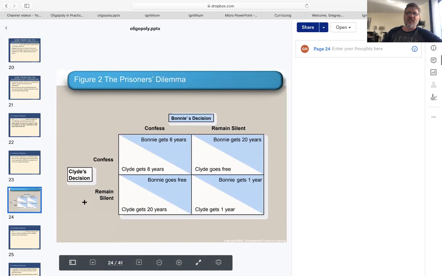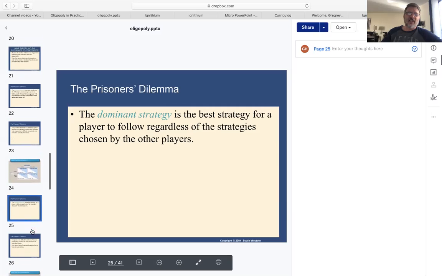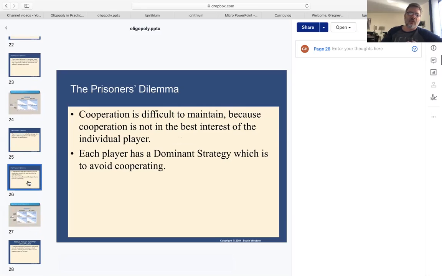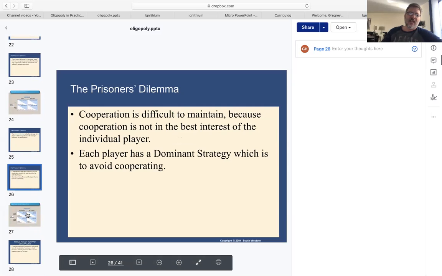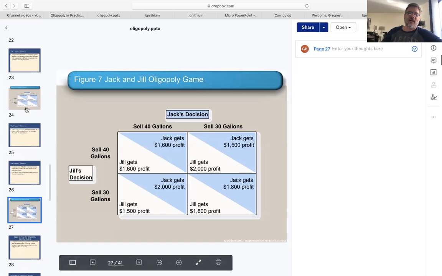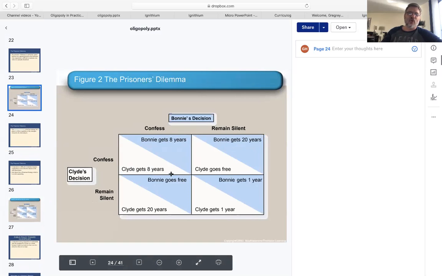cooperation versus non-cooperation. So, the Nash equilibrium strategy. In Nash equilibrium, there's a dominant strategy, and the dominant strategy is for each player to do what's best for themselves. And if they do that, then you end up in this result where they're worse off.